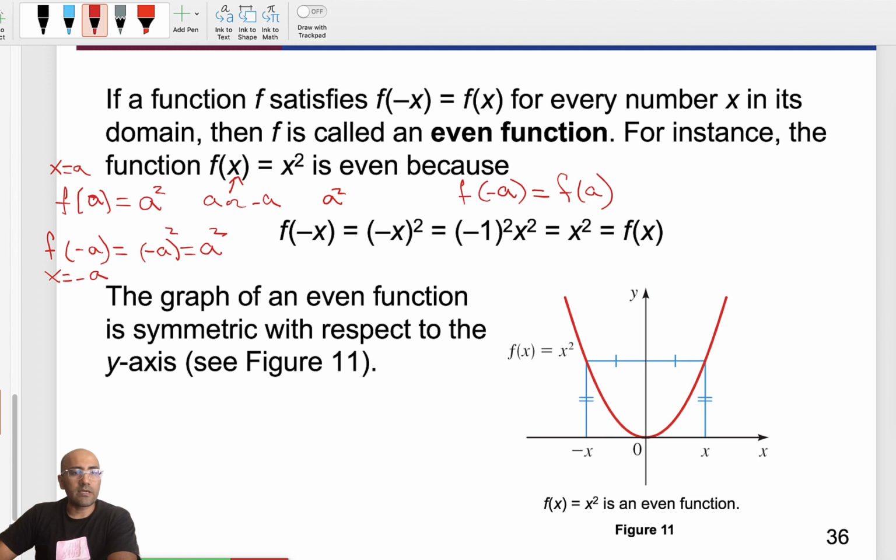Good. Graphically, we could see that if we plugged in some number over here, a, and we also plugged in some number over here, negative a, that they both lead to the same output, right? They both have the same output value here of a squared. Good. So, as you can see then, it's going to be a nice mirror reflection about the y-axis. Even functions are a nice reflection about the y-axis, and they are even. Right? X squared is the most classic example of that. Cosine is also going to be even for that same reason. It's a nice reflection about the y-axis.